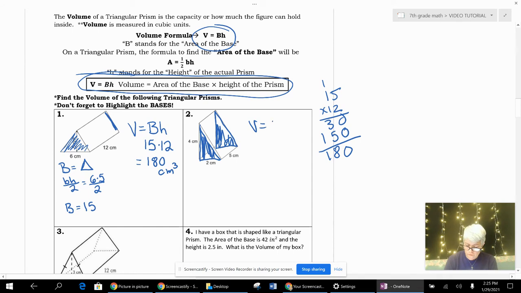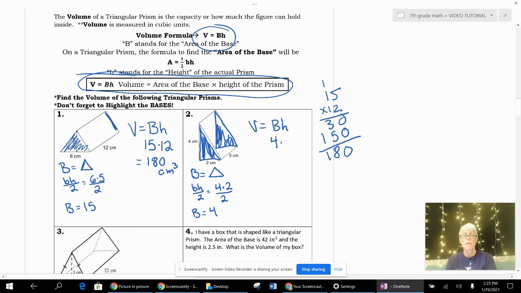It wants the volume of this shape, so I start with the formula. Then I find big B. Big B here is a triangle. Again, that's what it is. So we're going to do base times height divided by 2. 4 times 2 divided by 2. Big B is 4. I'm going to put the 4 back into the original formula, 4.